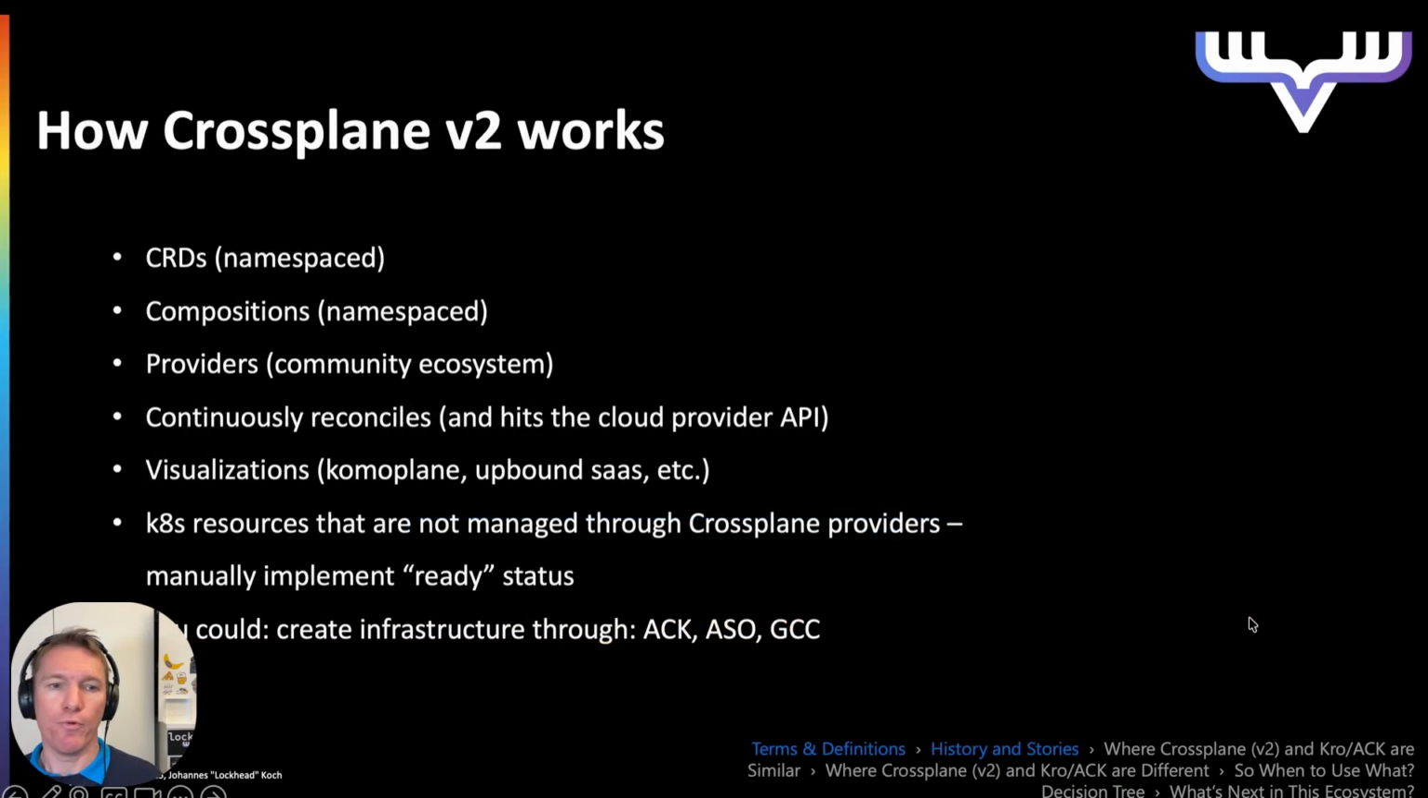So how does Crossplane work? Crossplane has custom resource definitions. Crossplane V2 has custom resource definitions that are namespaced. Those are the definitions that you write on your own. Crossplane also has compositions, which are at the end combinations of custom resources. You also can put them namespaced in V2. That was not possible in V1. In V1, Crossplane was only operating on a by-cluster basis.